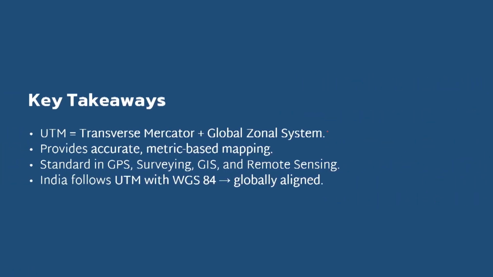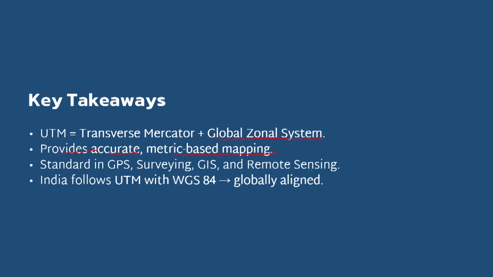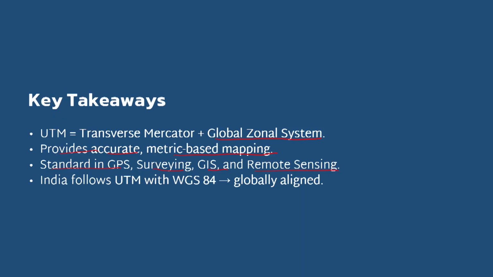UTM, equal to Transverse Mercator projection, is a global zone system. It provides accurate and metric based mapping. For any scientific mapping, it gives more accurate and metric based results. It is standard in GPS, surveying, GIS, remote sensing, everywhere we are using it, because everywhere we need measurements in terms of area, distance, whatever it may be. For every standard we are using it, and India follows UTM with WGS 84, and it is globally aligned.